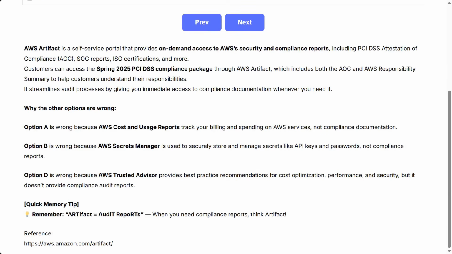Why the other options are wrong? Option A is wrong because AWS Cost and Usage Reports track your billing and spending on AWS services, not compliance documentation. Option B is wrong because AWS Secrets Manager is used to securely store and manage secrets like API keys and passwords, not compliance reports. Option D is wrong because AWS Trusted Advisor provides best practice recommendations for cost optimization, performance, and security, but it doesn't provide compliance audit reports. Quick memory tip. Remember, Artifact equals audit reports. When you need compliance reports, think Artifact.